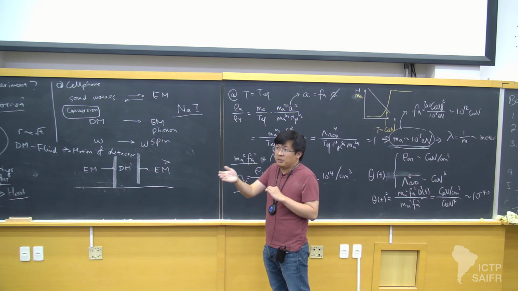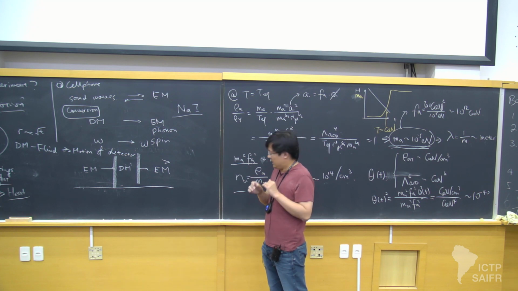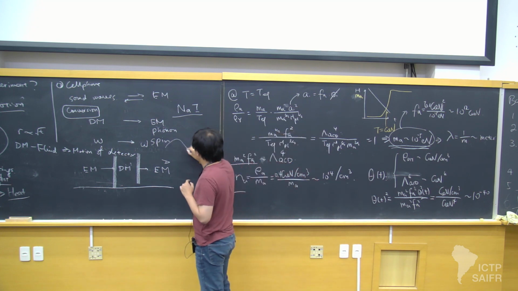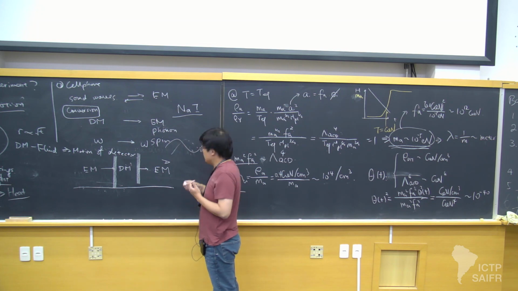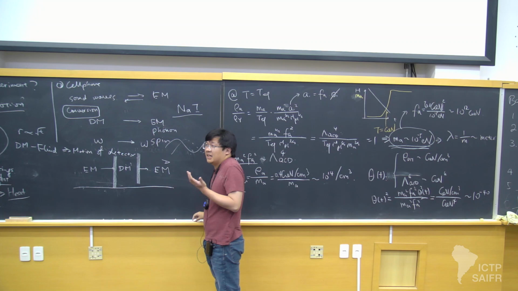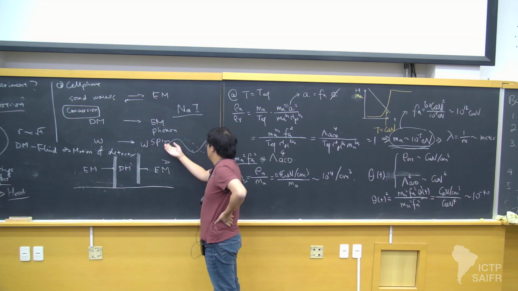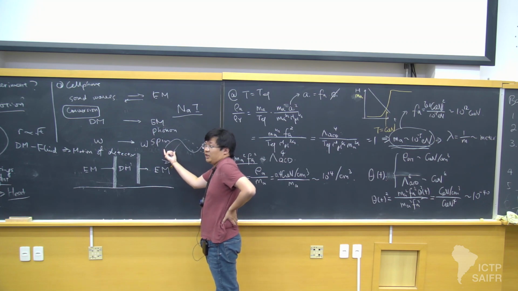Their interpretation has a phase of this oscillation which is offset from what is predicted from theory. And that's the third reason why people don't believe it, because you're not seeing the right annual modulation.